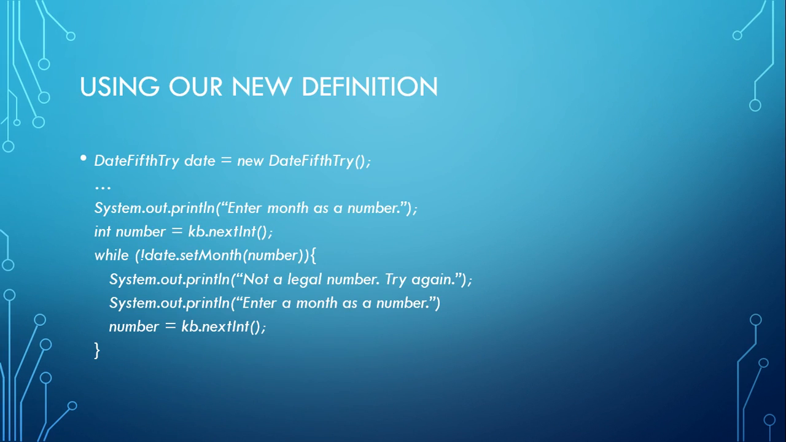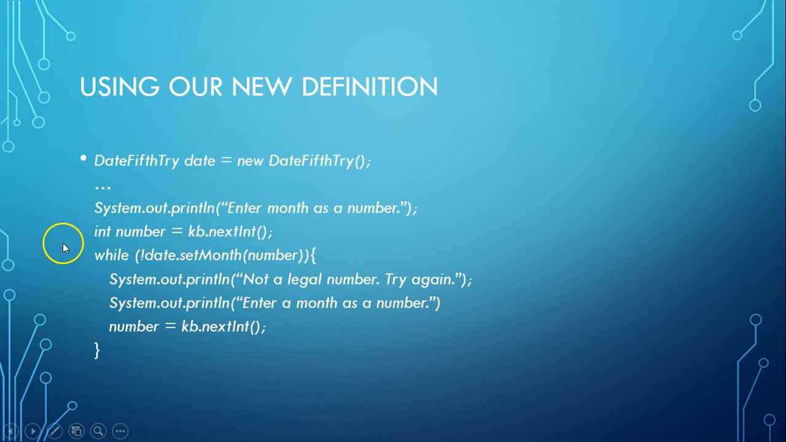All right, so let's use that new definition. DateFifthTry date = new DateFifthTry(). System.out.println. Remember this dot dot dot just means there's code in between here. Enter month as a number. int number = keyboard.nextInt(). While date is not set to monthNumber, so as long as it's not this value, System.out.println non-legal number. Try again. System.out.println enter month as a number. number = keyboard.nextInt(). So let's just run this through with some systematic values.